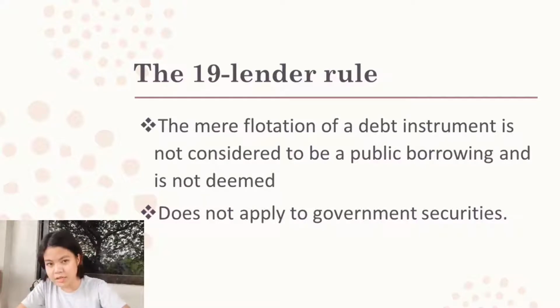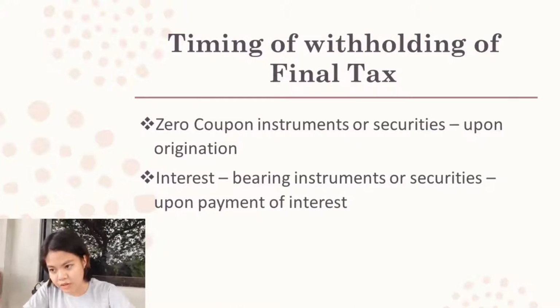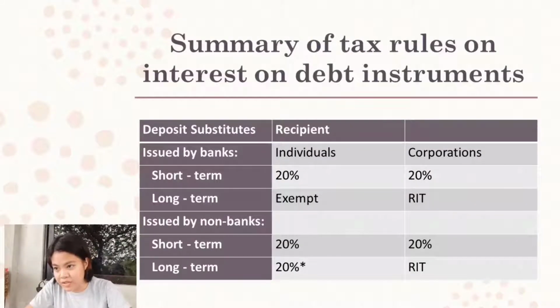So here is the classification of debt instruments. Timing of withholding of final tax. Zero coupon instruments or securities upon origination, and interest-bearing instruments or securities upon payment of interest. So here is a summary of tax rules on interest on debt instruments.